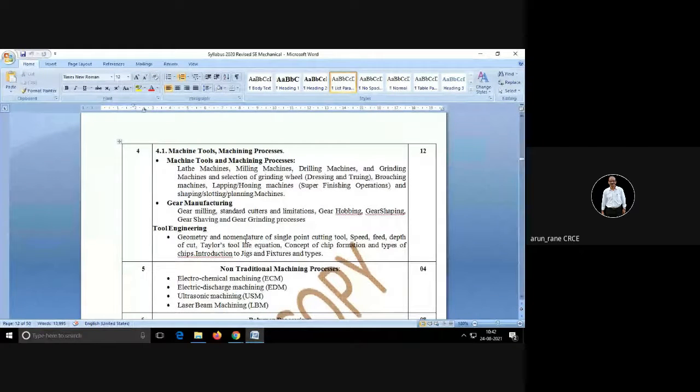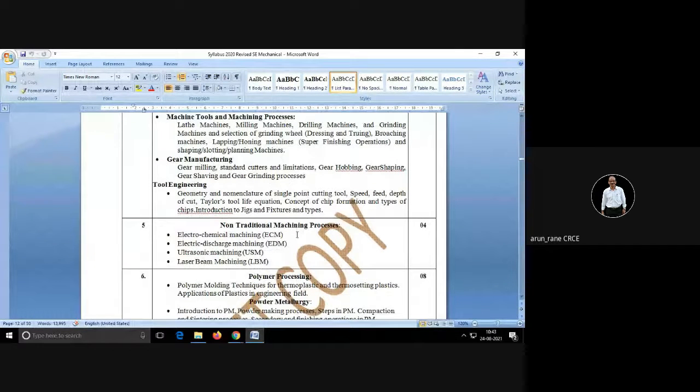Then machine tools, machining processes, gear manufacturing, that is lathe, milling, drilling, which you are familiar with in the workshop. Then gear manufacturing. I hope all of you know what a gear is, which is used for transmitting the power. Then tool engineering includes the tool design, that is how to design a cutting tool, single point tool, multi-point tool, plus introduction to jigs and fixtures. It is just the introduction. Remember, jigs and fixtures again is a subject in one semester. So not even 4 semesters, it is actually 6 semesters.